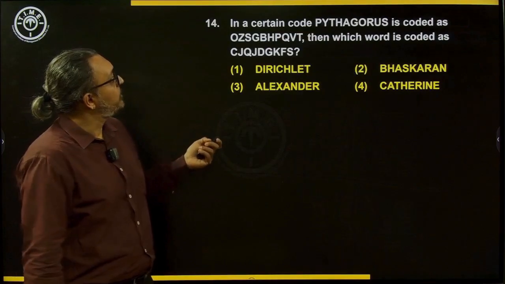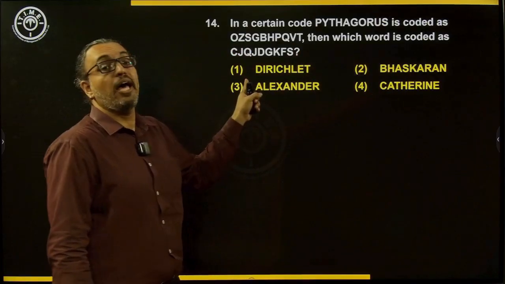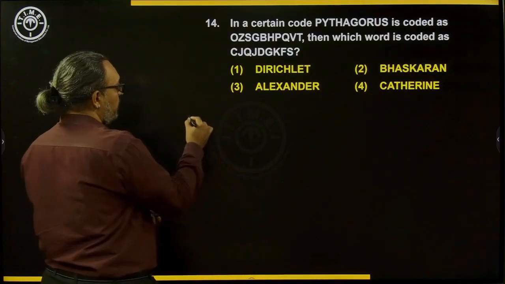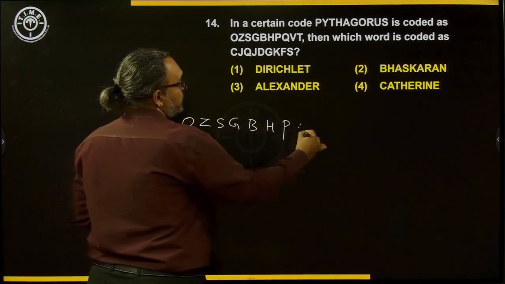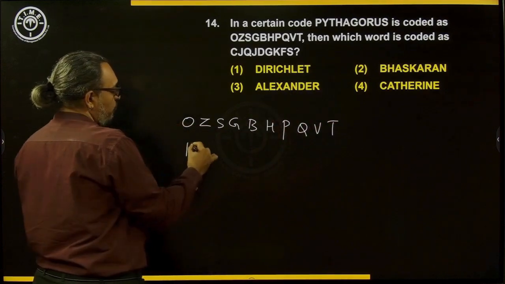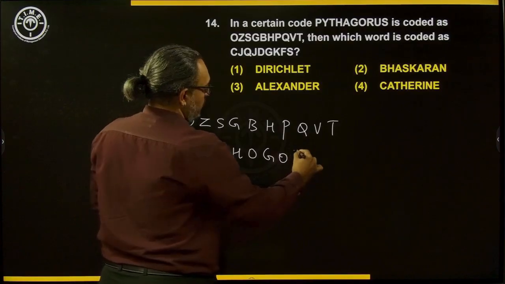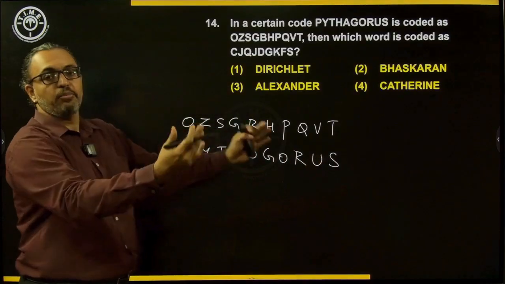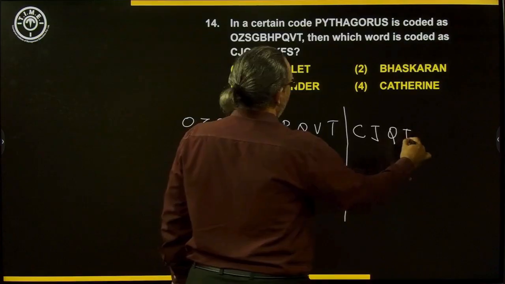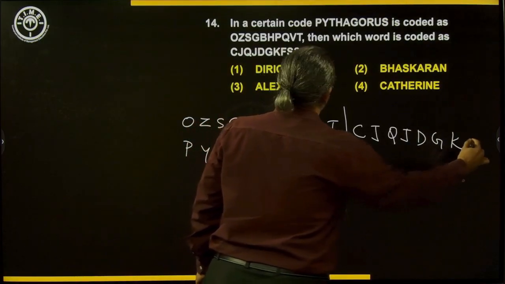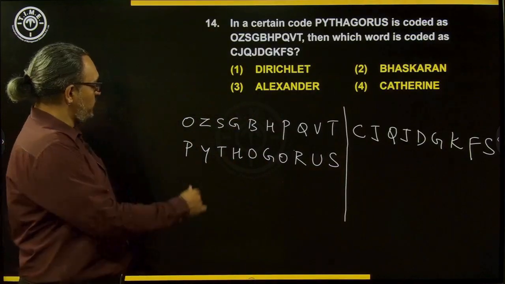Right. The next one. Now look at the question. Which word is coded as? So this is decoding. That means in our question, I will write the code first, then I will write the word, so that whatever logic we get, we can apply the same for the question that is given. C, J, Q, J, D, G, K, F, S. For that, we need to see.